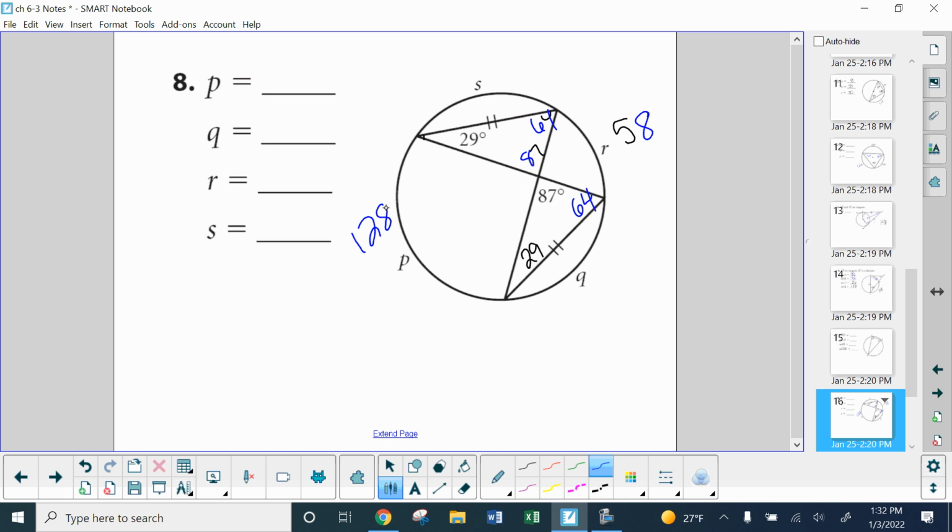Okay, so if I take 360, we'll subtract what I know. I have 58 and 128. So that gives me 174. Divide that by 2, so that's split it evenly. I get 87 and 87.